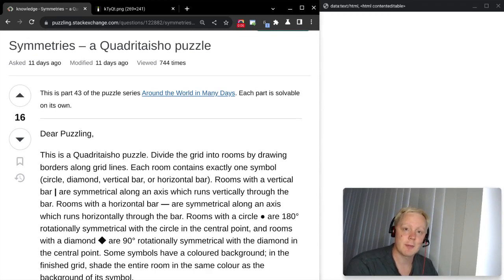Today's episode is number 43 and it's titled Symmetries. Now, this time we're going to have a puzzle type that you won't have done before because this is an original, not invented by me, but suggested by someone in chat saying that, okay, why don't you do Quadritaisho with multiple different types of symmetry? So, this is an attempt to do just that. We had Quadritaisho before, the one where you draw lines and make symmetrical rooms in the grid. So the basic idea is the same with some extra rules. Let's read the preamble.